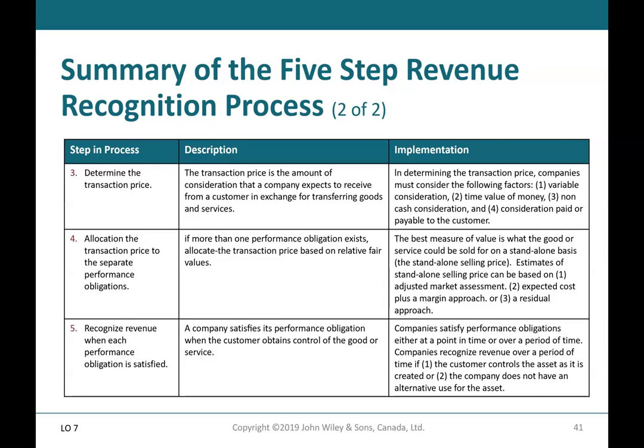Step and process 5: Recognize revenue when each performance obligation is satisfied. Description: A company satisfies its performance obligation when the customer obtains control of the good or service. Implementation: Companies satisfy performance obligations either at a point in time or over a period of time. Companies recognize revenue over a period of time if 1. The customer controls the asset as it is created, or 2. The company does not have an alternative use for the asset.